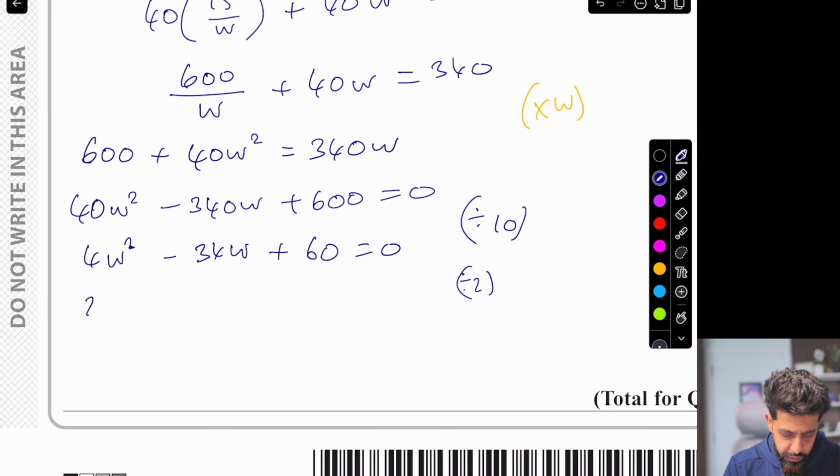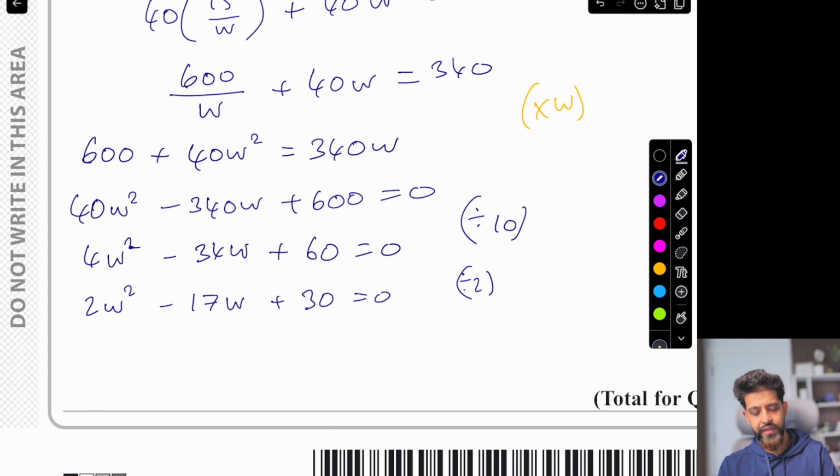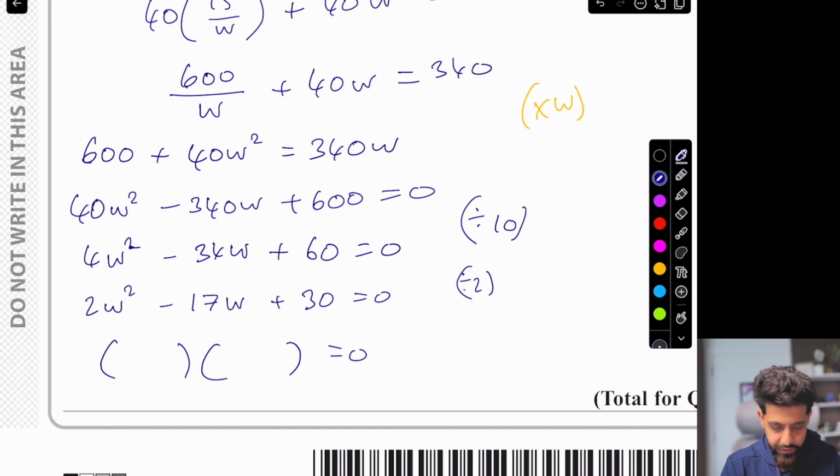So we get 2W squared minus 17W plus 30. 34 is 17, 60 is 30, yeah. And then we have to now factorize that. So using whatever method, AC or otherwise, just get it into the two brackets. If you don't know the AC method, make sure you go and watch that video. I do have it on my channel somewhere, but here I'm just going to go and do it like this. So on 15, 30 is 15.